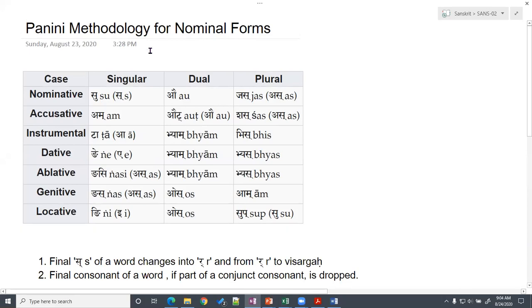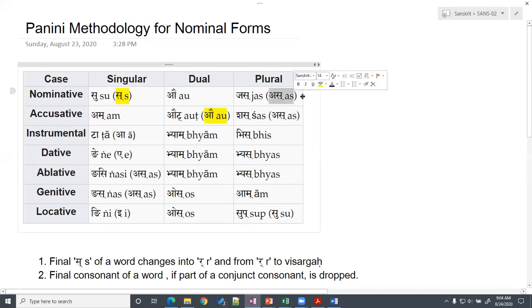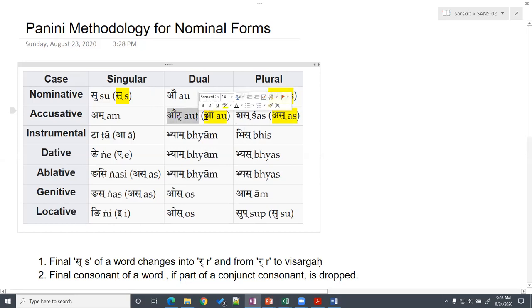So this is the set of suffixes which Panini uses. So you see, I'll just mark here some. So this is su, au, jas, and what you see in the bracket here, that is the form of the suffix which is actually used. Just like we saw tumun and only tum was used, other things were similarly, like the actual suffix is ot, but only au remains. So only in certain cases.